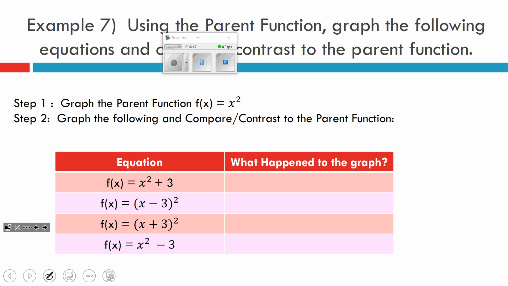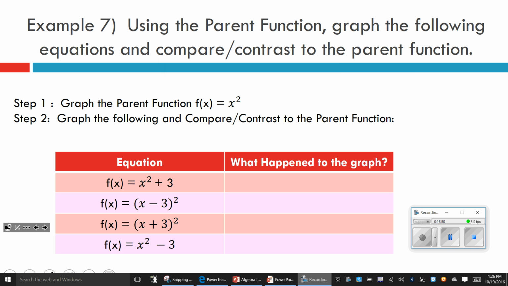So here's what we're going to do next. Example 7. We are going to use the parent function and graph the following equations and compare and contrast to the parent function. So step number 1, I want you to graph y equals x squared. That is the parent function. It is the most basic form of a quadratic function. Okay, there's no numbers with it. There's nothing being added to it. There's nothing being multiplied to it. It's just simply y equals x squared. That is your parent function.